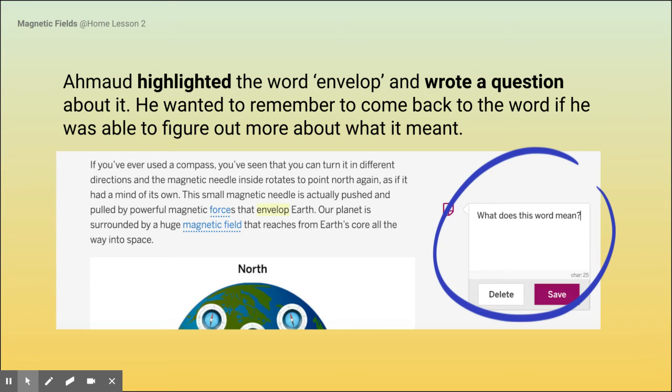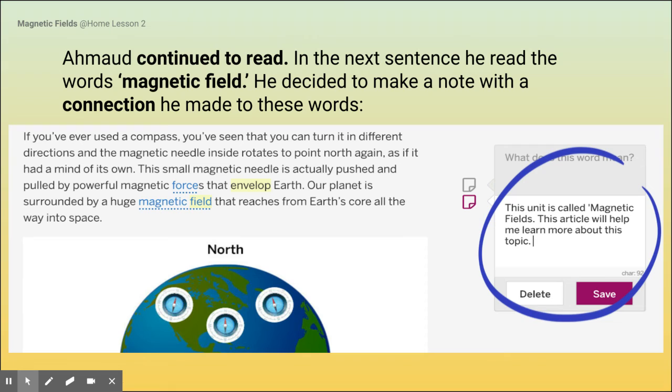Amund highlighted the word envelop and wrote a question about it. He wanted to remember to come back to the word if he was able to figure out more about what it meant. So he identified a tricky word and where the sentence was, and then said, you know what? Not enough context clues. Amund continued to read. In the next sentence, he read the words magnetic field. He decided to make a note with a connection he made to these words. Our unit is called magnetic fields, so this article will help me learn more about this unit. So, okay, he identified, oh, this is something that the unit talks about.